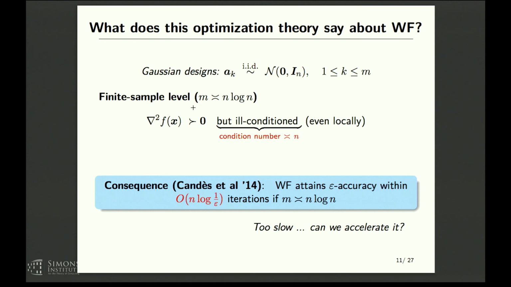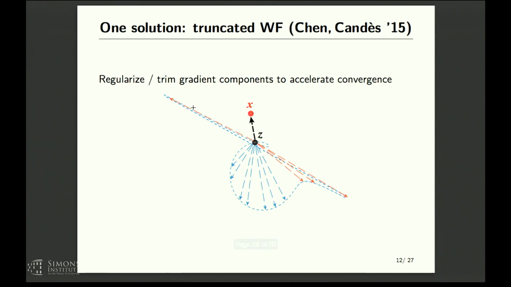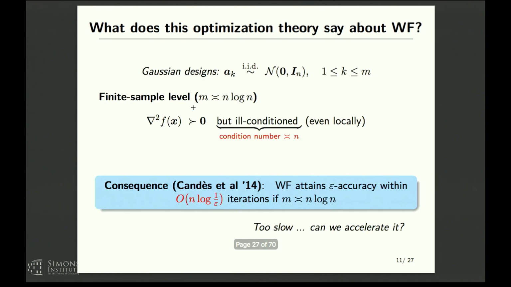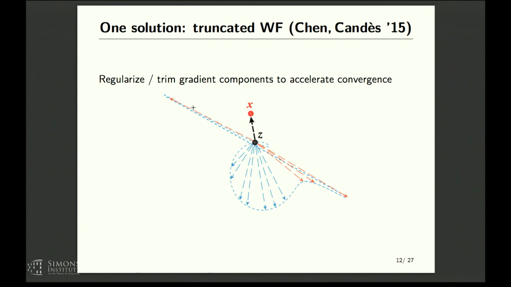So the question now is that we need n iterations to converge. This seems very slow, so is there a way to accelerate it? The answer is definitely yes. You can use some sort of regularized version of gradient descent to achieve much faster convergence. But this is not the focus of this talk. The talk is about whether this theory, which is based on generic optimization theory, really matches what's happening in practice.